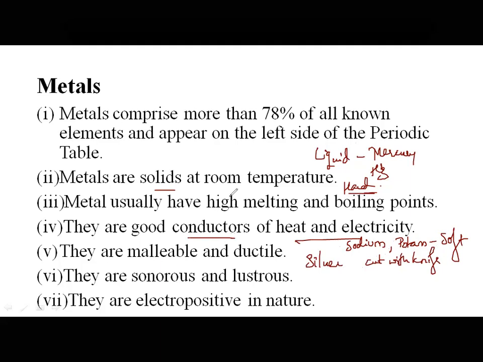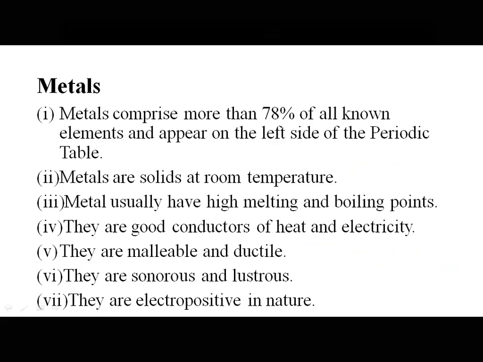That means what? If you take a certain metal and hit it, you get it into thin sheets. Suppose I have a block of metal. I will hammer it, I will apply pressure on it, and it becomes a thin sheet. That property is called malleability. You've studied it in your lower classes also. The most malleable is gold, then silver, and so on.